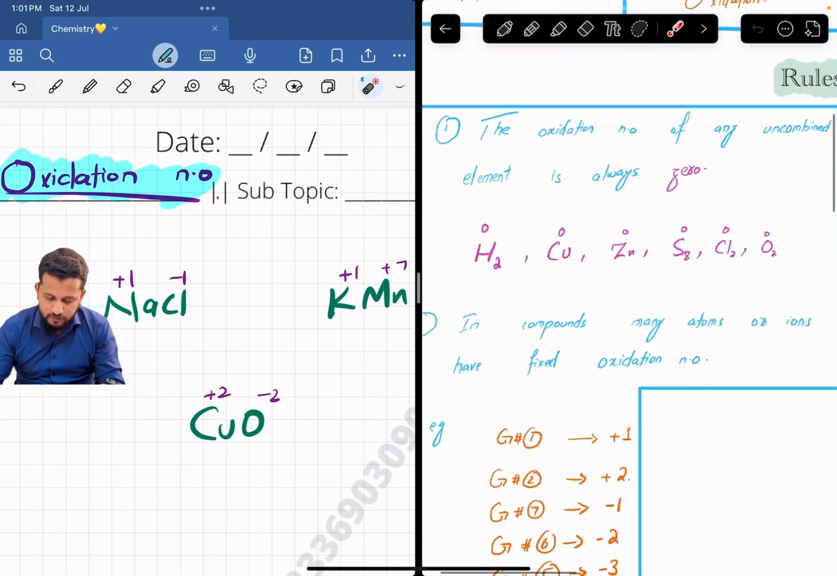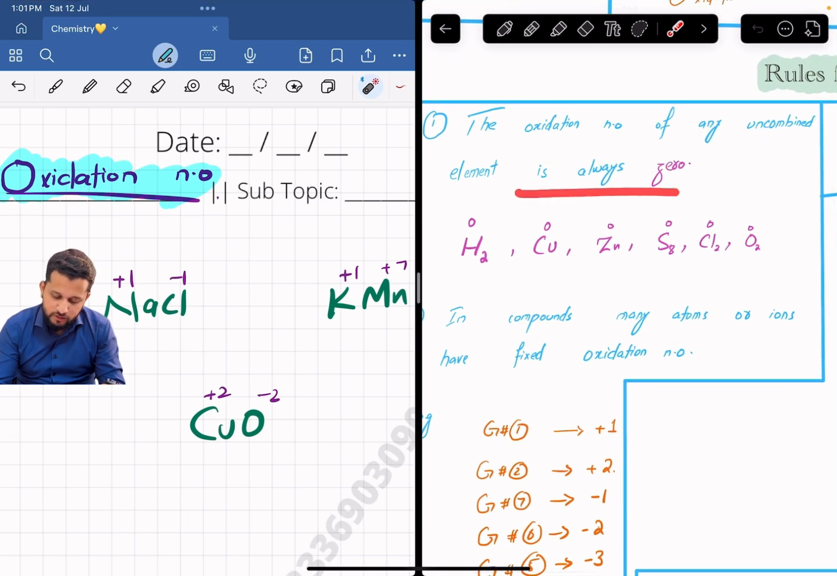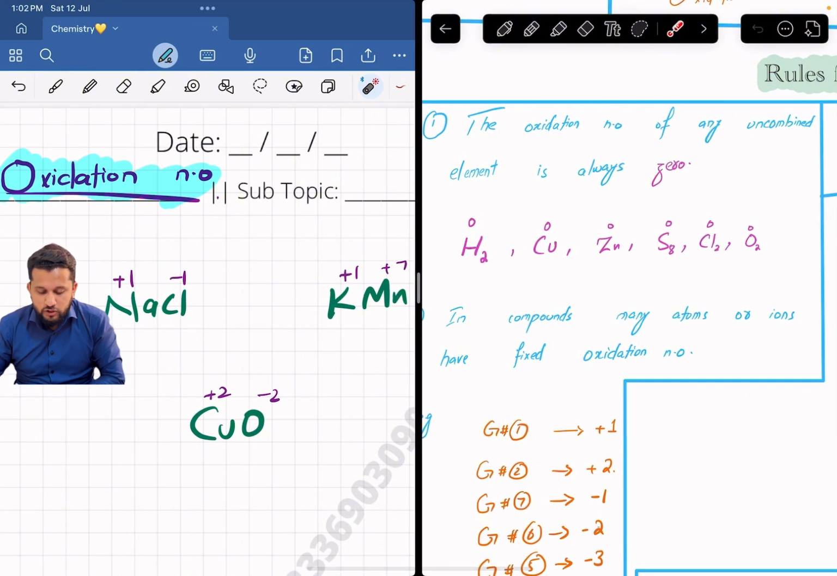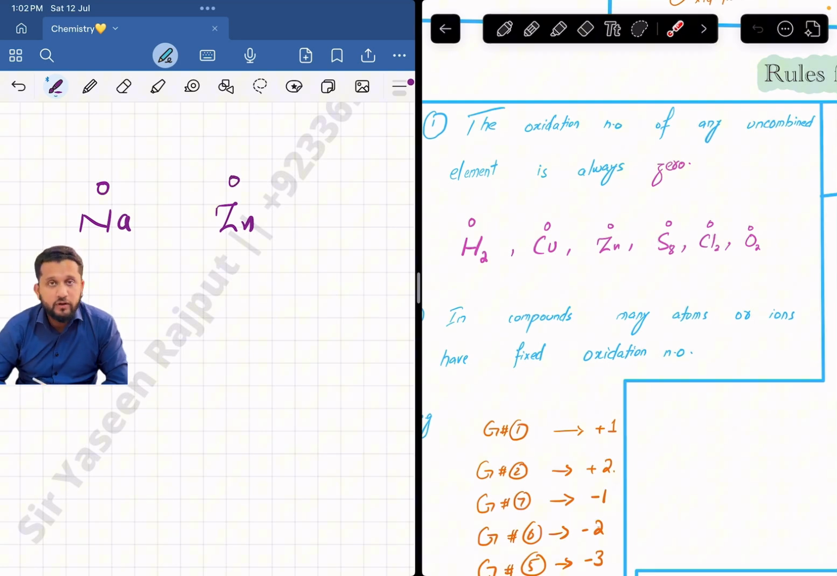So the first rule is that the oxidation number of any uncombined element is 0. So the oxidation number of any uncombined element, or you can say the element by itself. What does it mean, element by itself? It means that it is not actually bonded with another element. Let's say if we talk about sodium, it has 0 oxidation number. If we talk about zinc, it is not combined with another element, so it has 0 oxidation number. If we talk about Cl2, H2 and O2, they have 0 oxidation number.